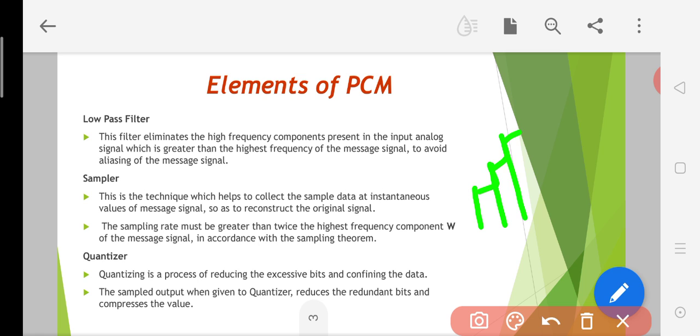Here the bits mean information. So any redundant information in our signal is eliminated by using this quantization. The clear idea and explanation of quantization is in the further videos. In the next classes we will discuss quantization and sampling techniques clearly. Okay, next.